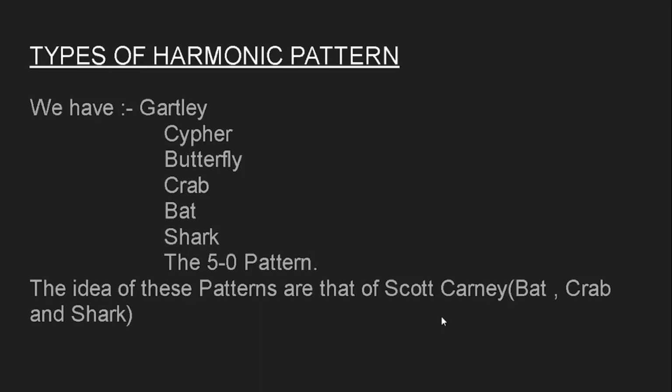So next we have types of harmonic pattern. We have the Gartley pattern, cipher pattern, butterfly pattern, the crab pattern, bat, shark, the 5.0 pattern. The idea of these patterns are that of Scott Carney. The bat, crab, shark, and even the 5.0 pattern we are mentioning, they are all the ideas of Scott Carney.